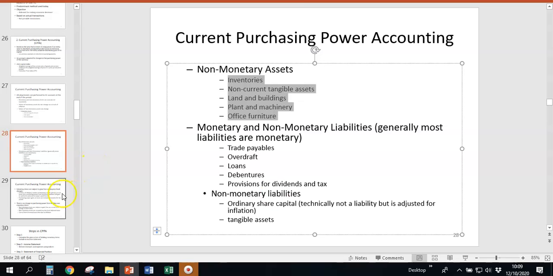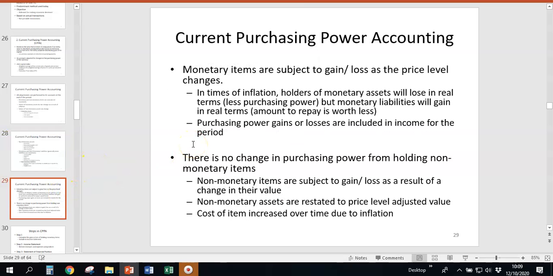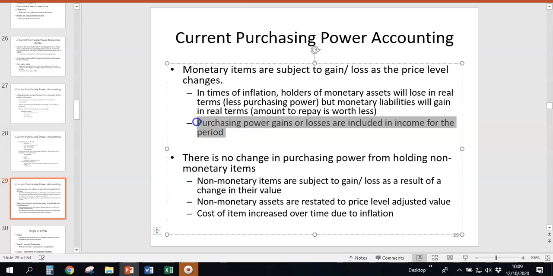So monetary items are subject to a gain or loss because as inflation goes up, we'll be losing purchasing power. And this is an important distinction you want to understand: purchasing power gains or losses are included in income for the period.